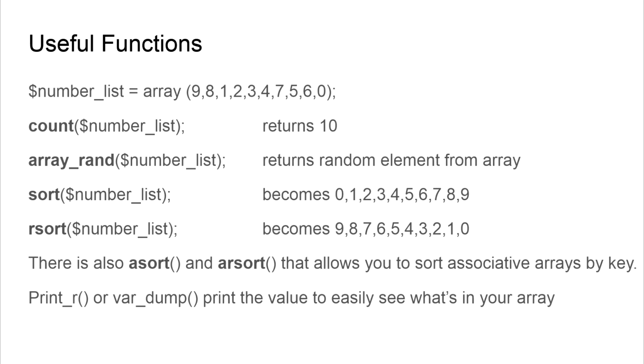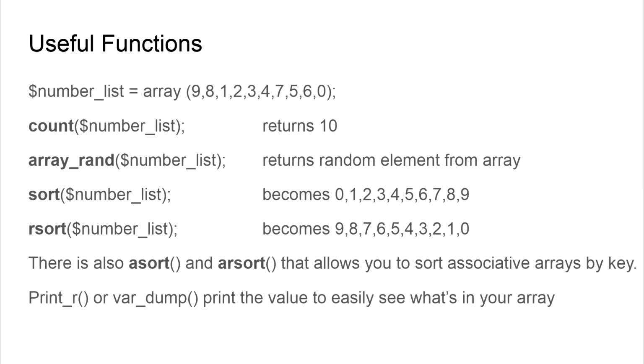array_rand gives us a random element from the array. And we can also use sort and rsort to sort it without having to write an algorithm ourselves. Is it going to be the best algorithm for our purposes? Probably not. But for most simple cases where we're not having to deal with a bunch of data and need it to be sorted a certain way, this should be sufficient. There is also asort and arsort that allow us to sort associative arrays by their key value, which can be helpful as well.